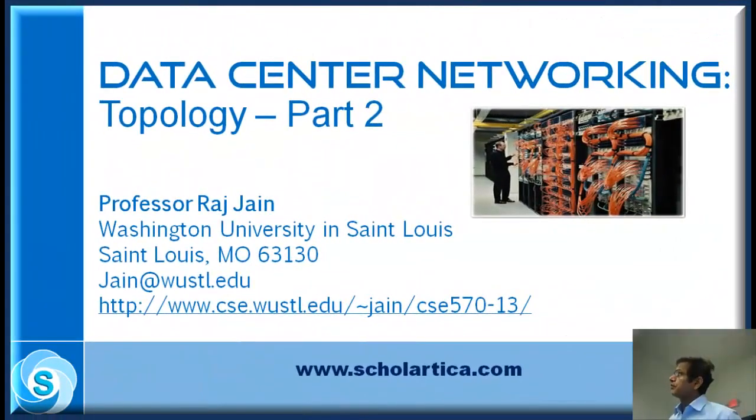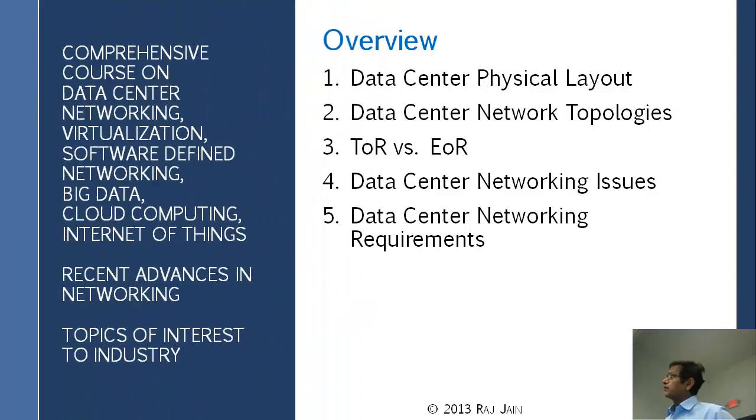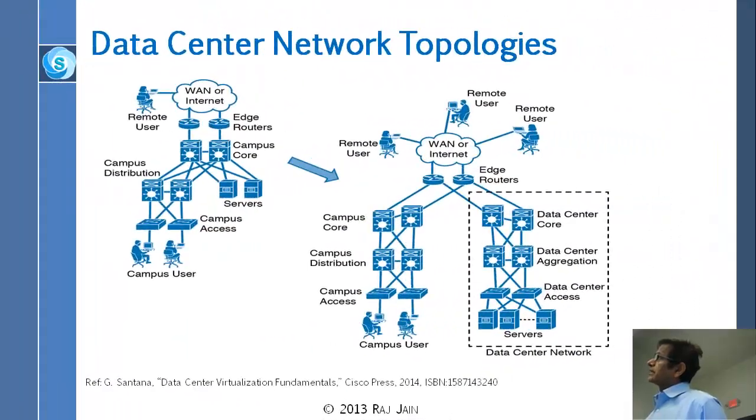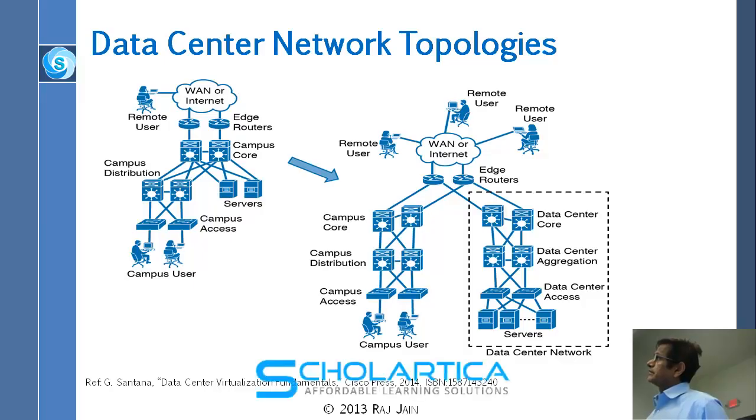Now we come down to how the data center networking is organized. Initially, most companies had campus switches that connected to the campus distribution area, and then the campus core, and the servers were hanging out of that, and then they had the edge routers which went to the telephone company, to the carriers.